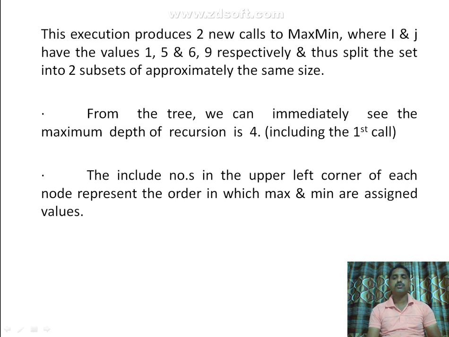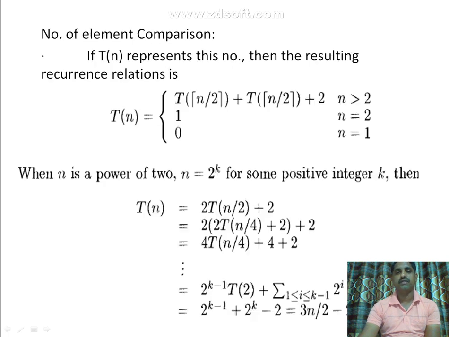This execution produces two new calls to MaxMin, where i and j have the values 1, 5 and 6, 9 respectively. This splits the set into two subsets of approximately the same size. From the tree, we can immediately see the maximum depth of recursion is 4. The numbers in the upper left corner of each node represent the order in which max and min are assigned to the different values.